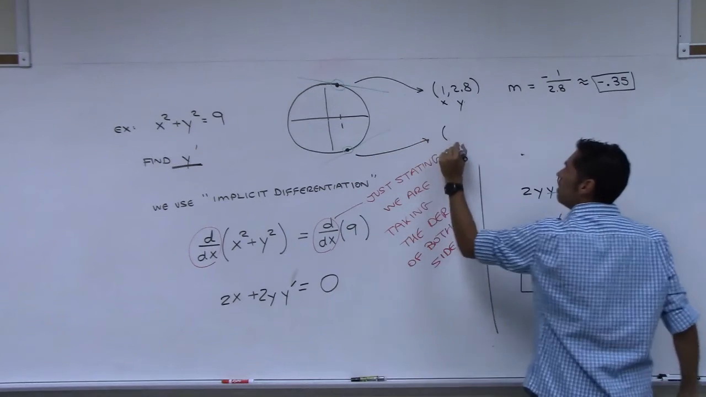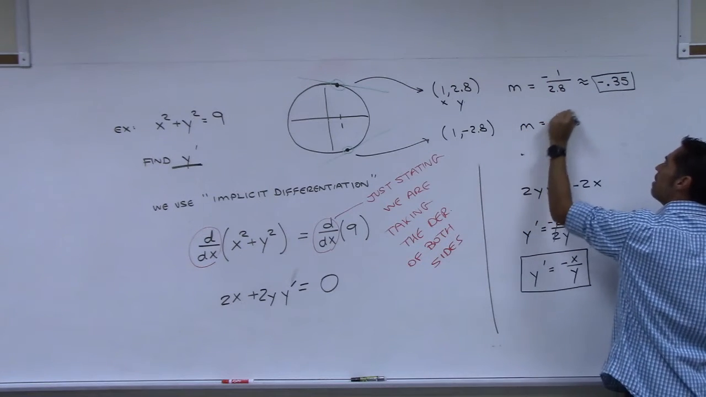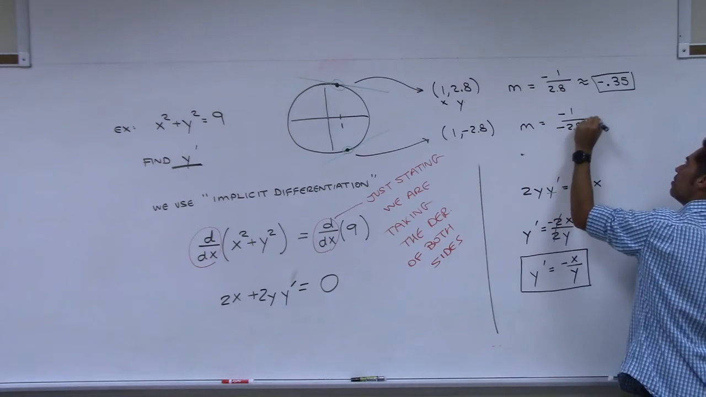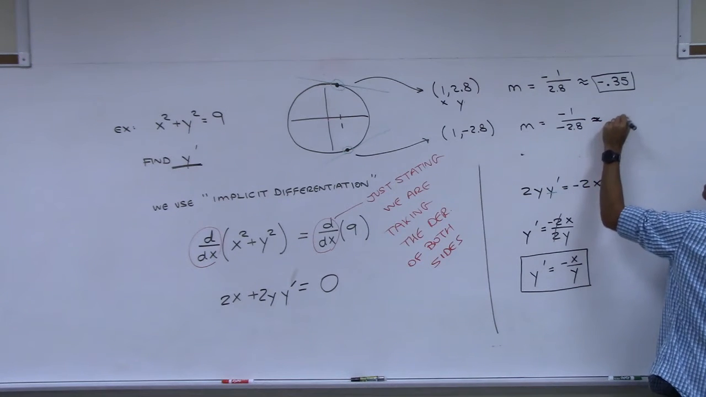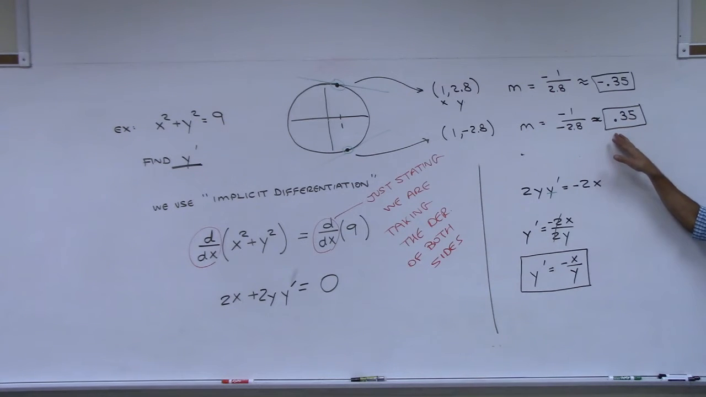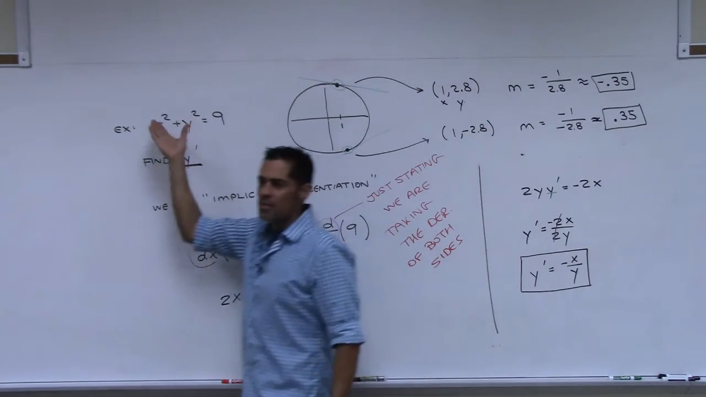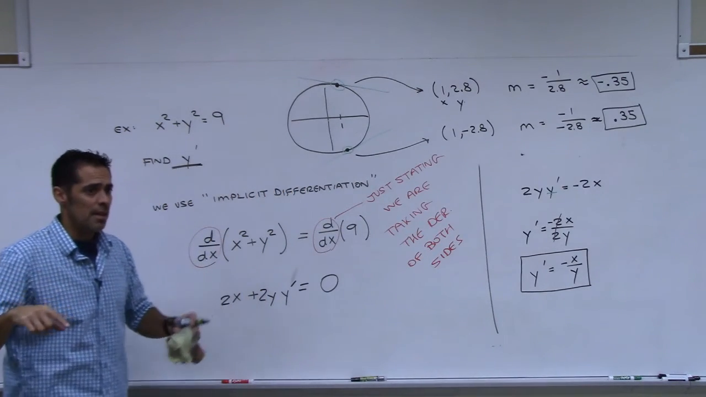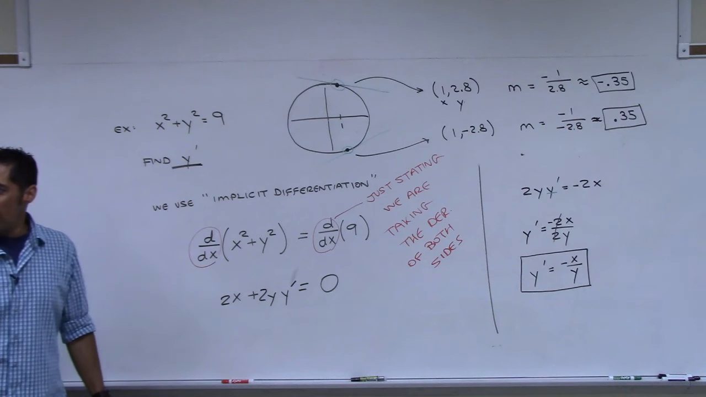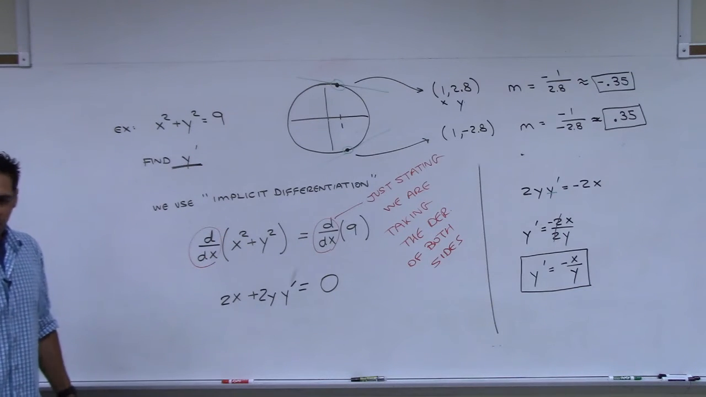Well, our point's different, isn't it? It's 1, but it's now negative 2.8. So if we find the slope, it's going to be negative 1 over negative 2.8. So the answer is approximately positive 0.35. So we're getting the same slope, except it's positive instead of negative. And that's because the y coordinate changed. The x coordinate didn't change, right? The y did. So with these equations, when we can't solve for y and we have to take the derivative implicitly, our answer is normally going to have both the x and the y coordinates in the answer. Okay? Questions?